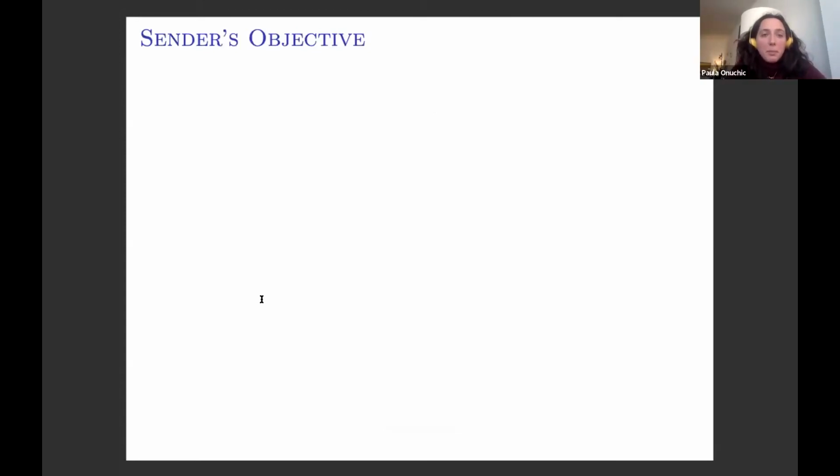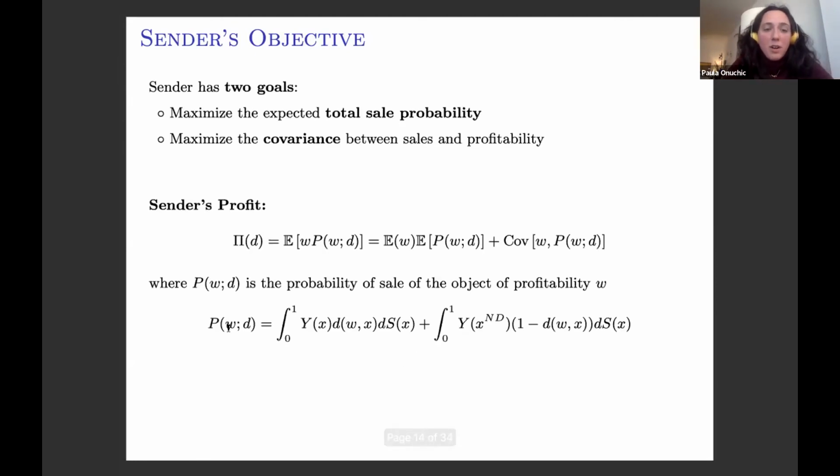Okay, so let me tell you a little bit about what the sender's objective is here. So let's look first down here. Suppose that the sender picked a disclosure rule, okay? So this P of W, D is the probability that the object of profitability W is sold whenever the sender picked the disclosure rule D. Let me describe to you what that is.